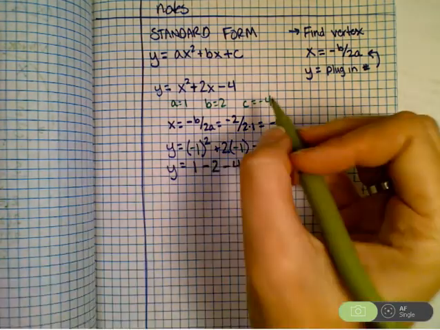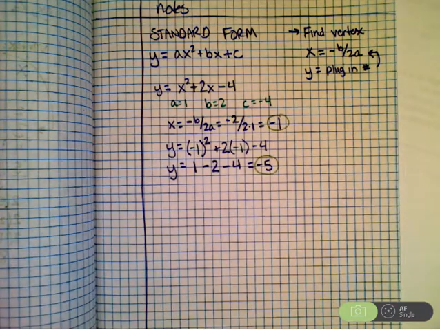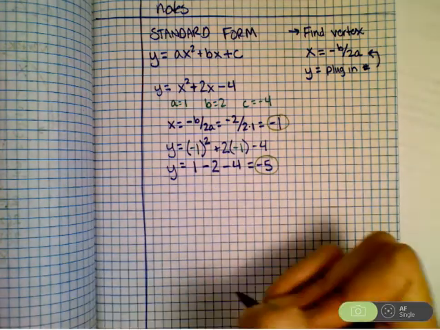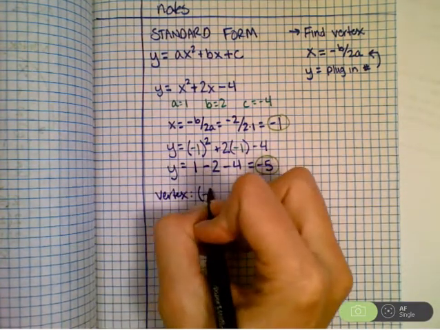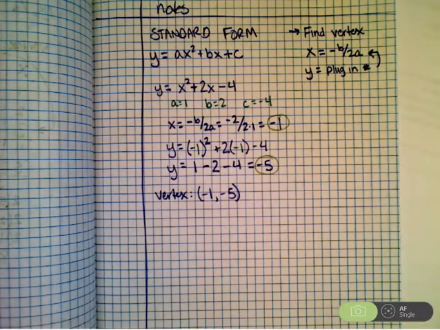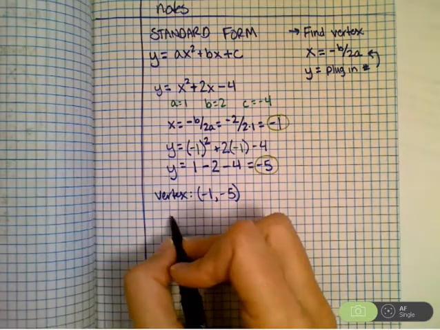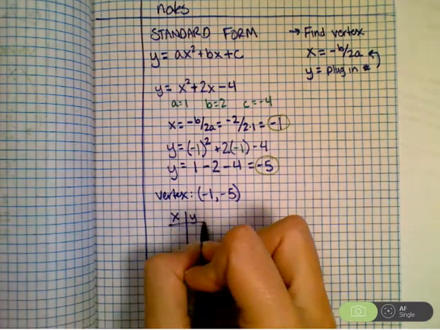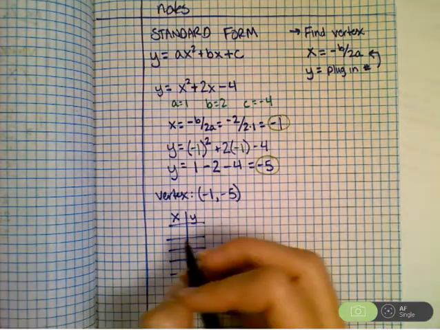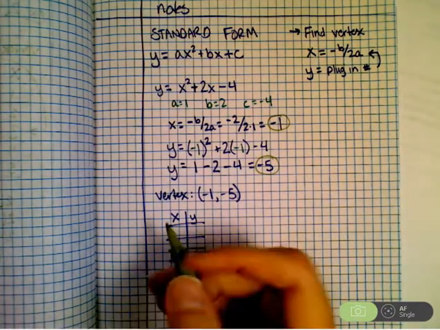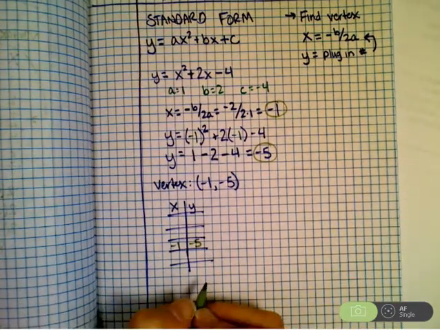So my x kind of got mixed up here. There's my x value, there's my y value. So for this one, my vertex is at negative 1, negative 5. So when I think about my table, that's what's going to go in the middle of my table. So I put my negative 1, negative 5 right there. Then I count up and down.